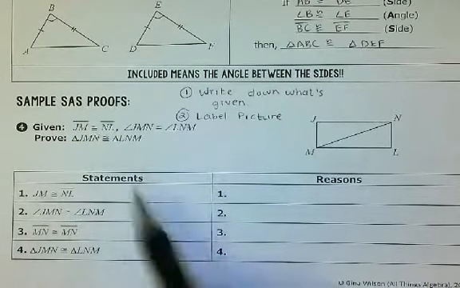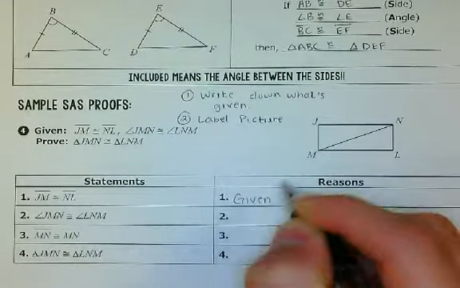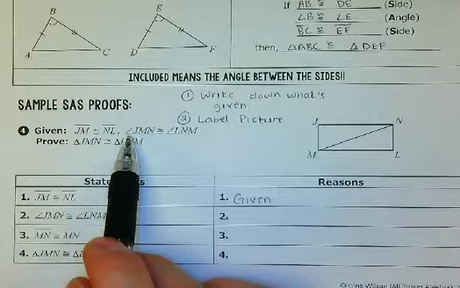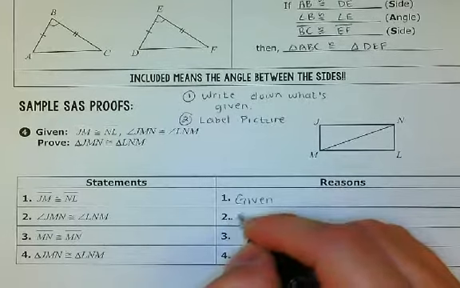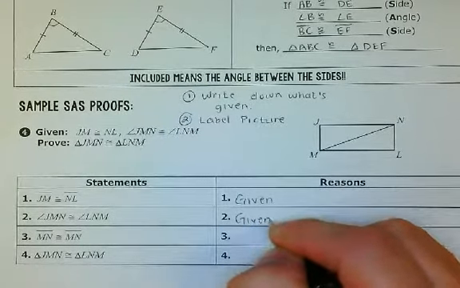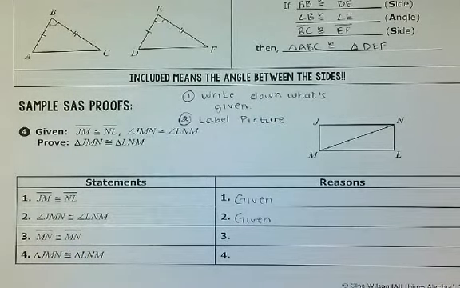Okay, so first thing we're going to do, we're just going to go through these first 2 steps. JM is congruent to NL. That's the first one right here. In the box we put given. And then we have angle JMN is congruent to angle LNM. That's in the second box. That is also given. Box number 3 says side MN is congruent to side MN. Now, this is a very neat property in mathematics because we know that MN is congruent to MN because it's the exact same thing.